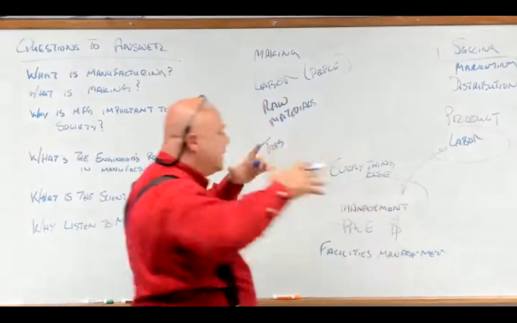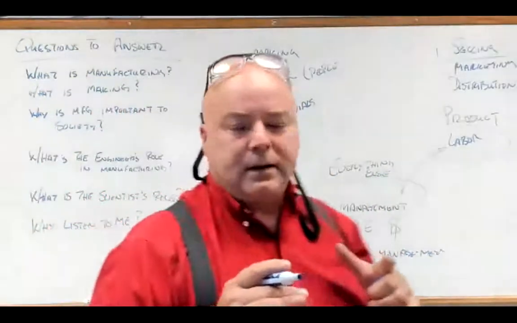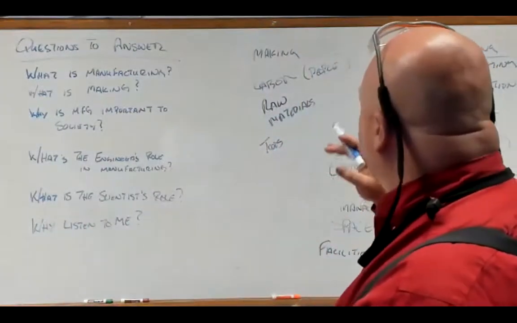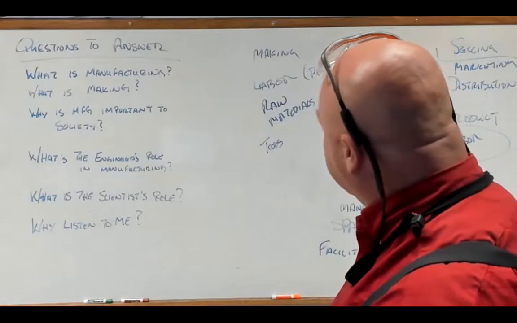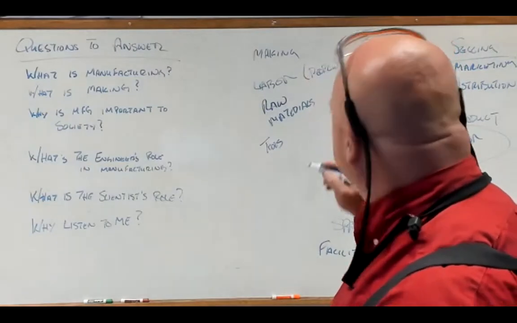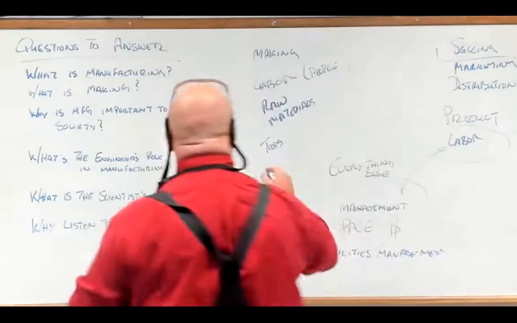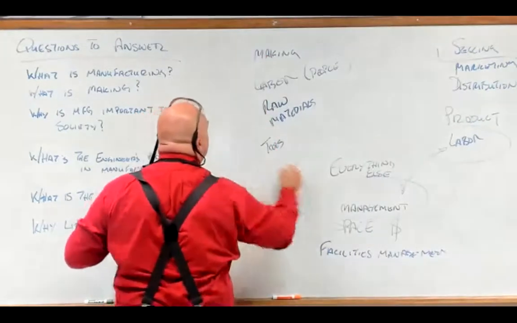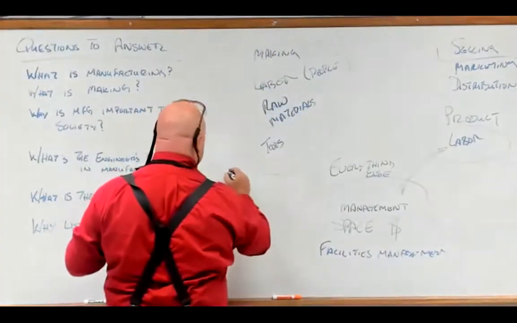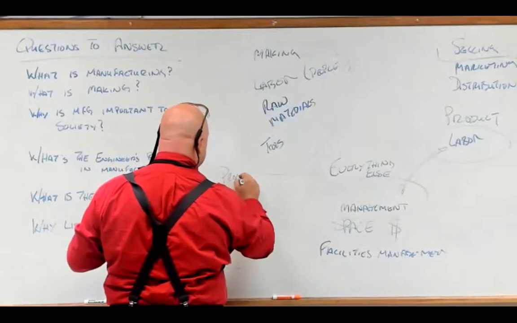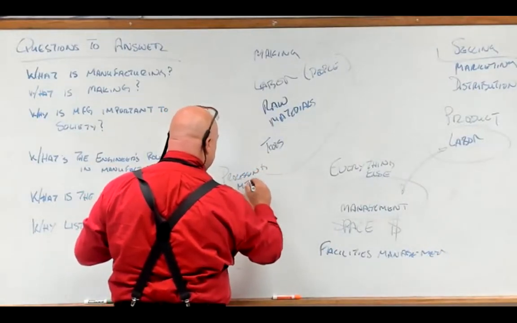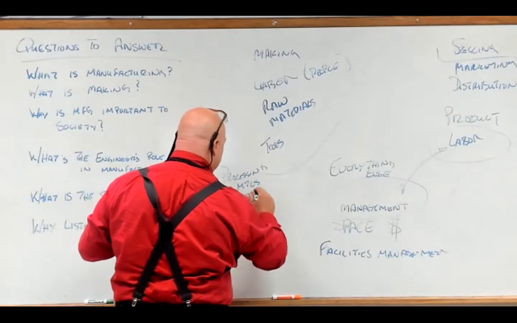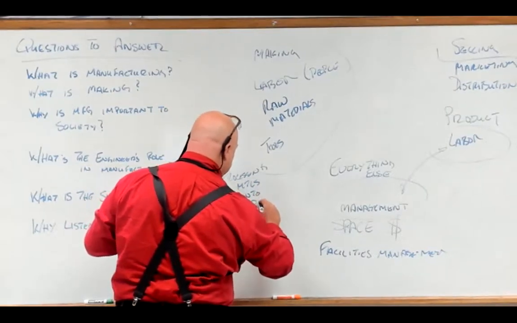All right, so if we wanted to start up our manufacturing business, we need to have access to raw materials. We need to have access to labor, people that can do stuff. We need to have tools to do the stuff. And so this making over here, this is processing materials into products.